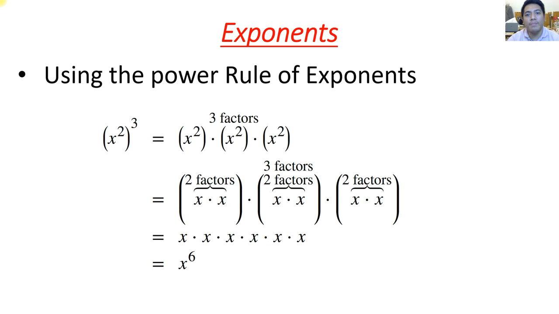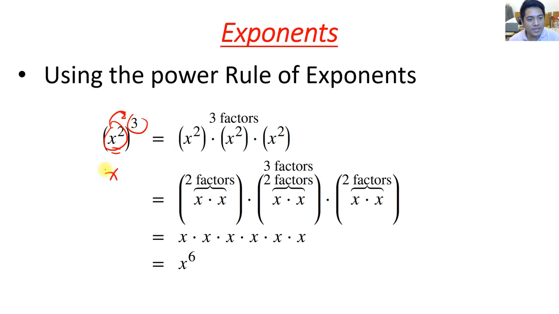Okay. So using the power rule of exponents. For the power rule of exponents, if a certain exponent is raised to another exponent, what we are doing is simply multiplying itself 3 times. Okay?